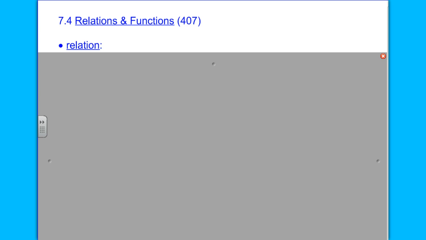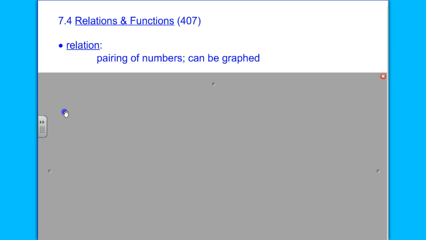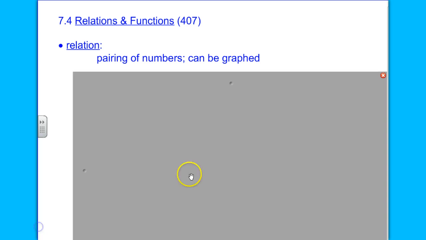A relation in math is just a pairing of two things. So it's not one thing. To have a relation, you need more than one thing. So a pairing of numbers. And so it might be an ordered pair, which is a point that could be graphed. So we've been dealing with points, and you've been graphing, and you've done really well with that. One way that we could present a bunch of pairs of data is in a table.